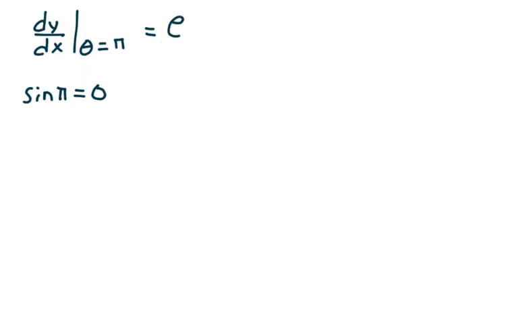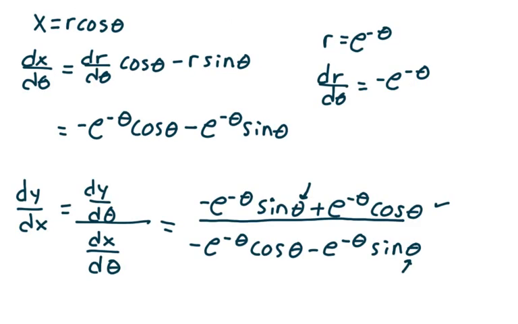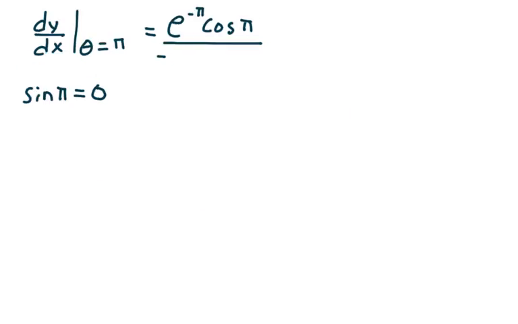I get e to the negative pi cosine pi divided by negative e to the negative pi cosine pi. And then cosine of pi is negative 1, right? So this is going to cancel. And the correct answer for this one is negative 1. And that's how you do 2c.